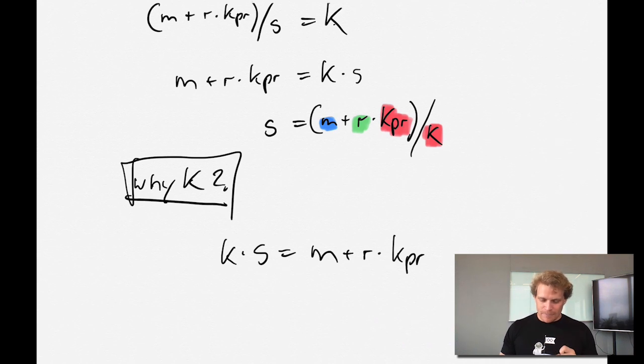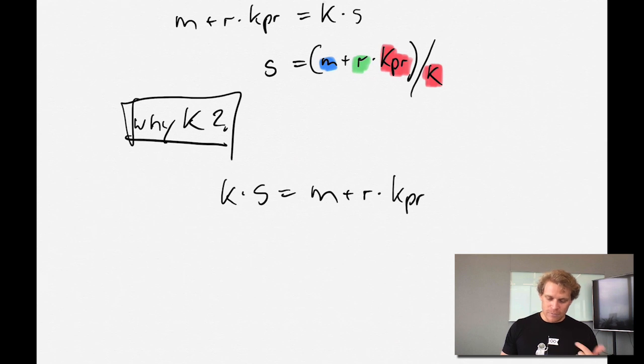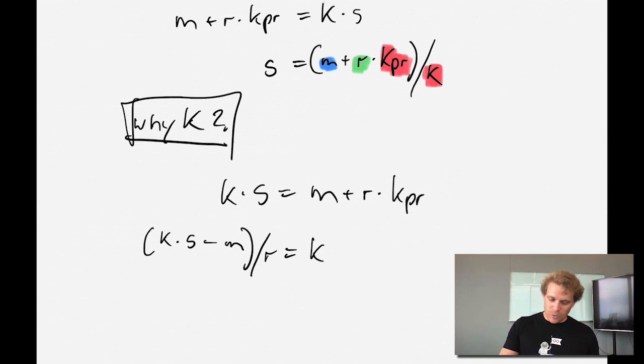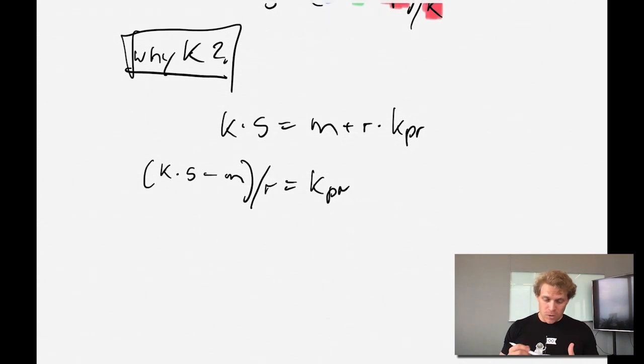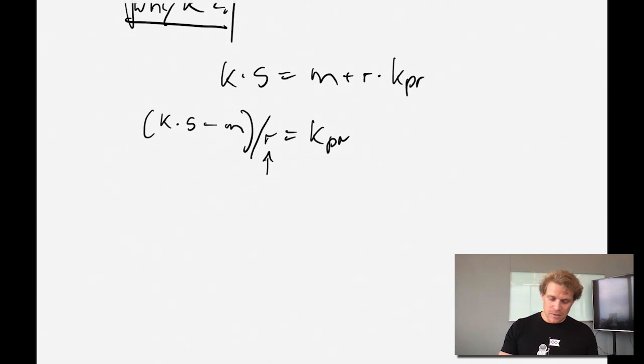If you want to calculate the private key, you take k times s minus m, so I take m to the other side, divided by r, equals the private key. And now it starts getting very straightforward. Because if the ephemeral key gets known, then I can calculate r, and s is something I could also calculate. So r comes from k, especially if it's the same key, and then I can calculate s as well. And from that, I can calculate the private key.